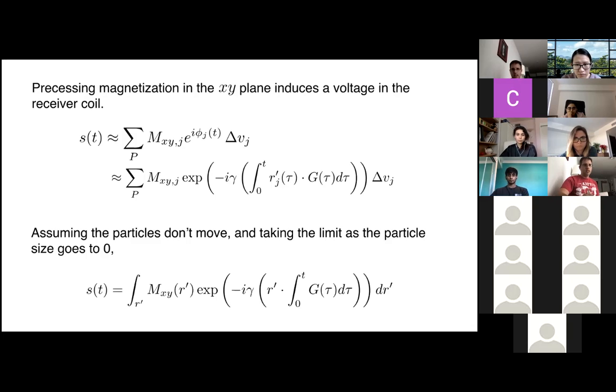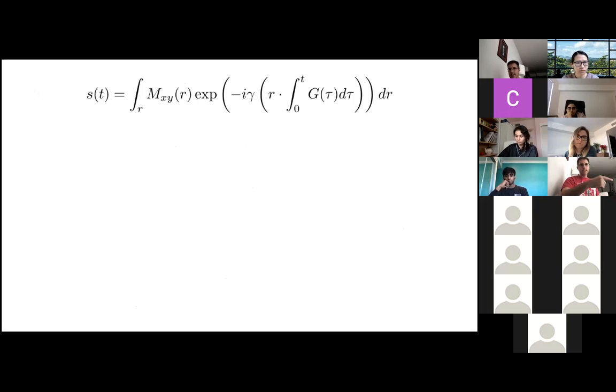So now, rather than having mxyj, a summation of p particles over the index j, we now have an integral over space of mxy of r prime. The coil is seeing all the particles, summing up all of the particles in their phases. That's going to be the signal that the coil sees. It's going to be proportional to that. This is just recopying the expression from the last slide.